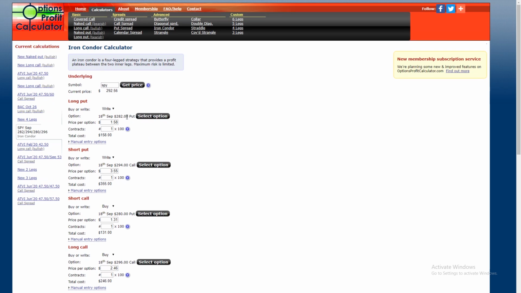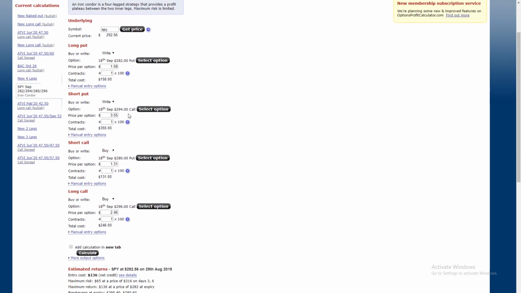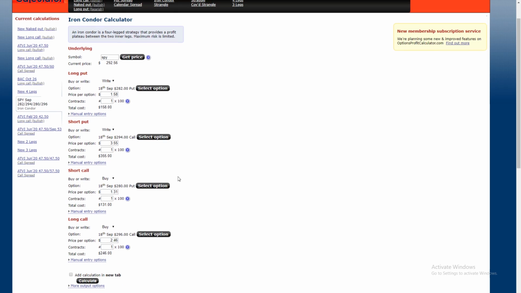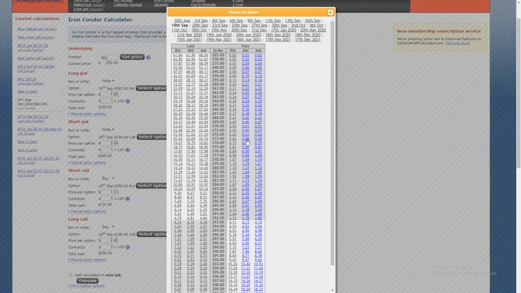We are going to write a put at 282. That was our top level of resistance. We're going to write a call at 294. That was our bottom level of support. And then we're going to buy a couple options as hedges to complete this iron condor and make it 2 credit spreads. The put we're going to buy initially is going to be 1 strike further out of the money. So if this is a 282 put, 1 strike further out of the money is going to be 281. So let's do that here.